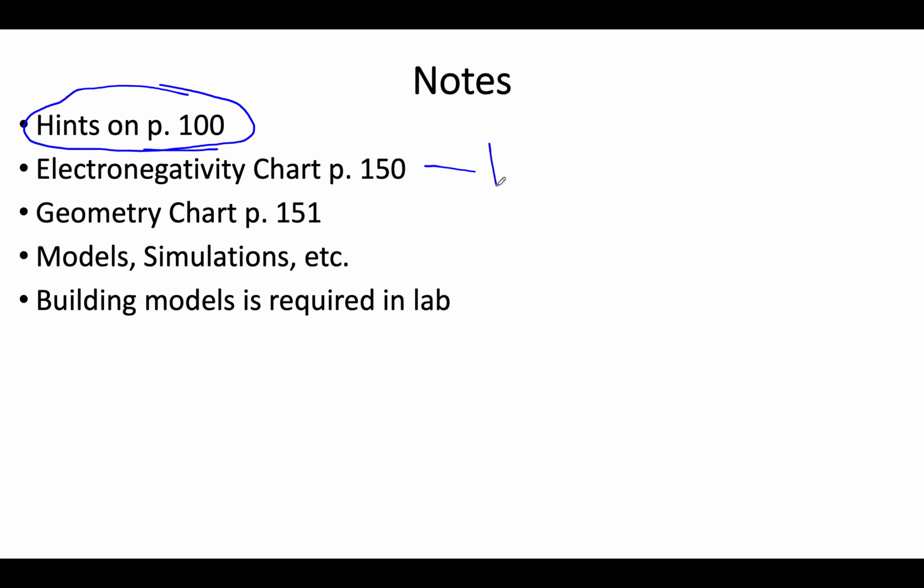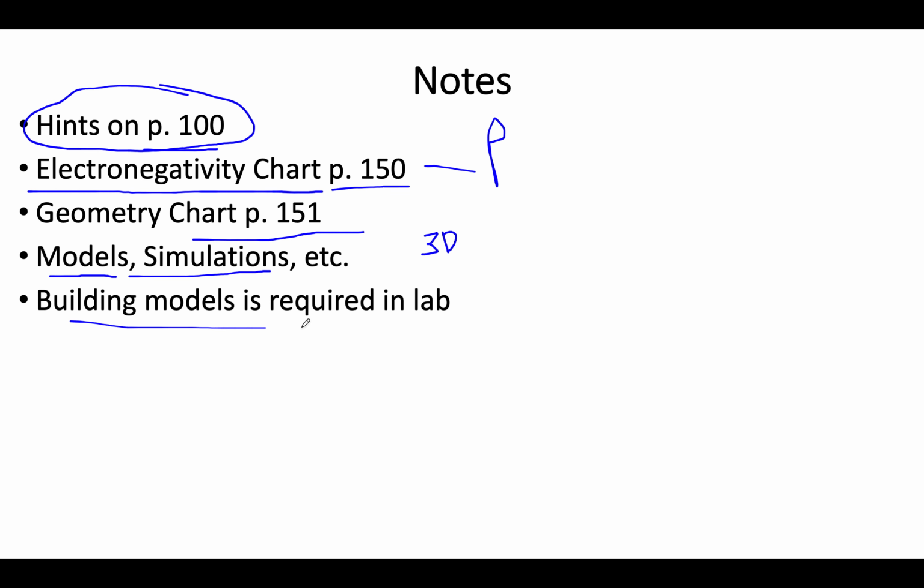When you're looking for polarity, okay, you have to have the electronegativity chart. You do not need to memorize those values, but you need to know how to use those values. So we'll talk about that, but page 150 is where you get those. The geometry chart, what are the shapes that we're talking about in this lab? That's on page 151. Please note, for exams, you are required to know these shapes, okay? This chart will not be provided to you. And as I mentioned before, you can use model kits, you can use simulations, but the idea is how do we visualize these molecules as 3D structures, not just as flat Lewis structures.